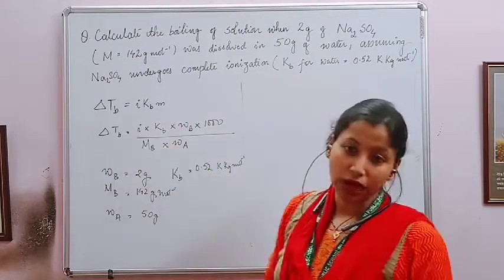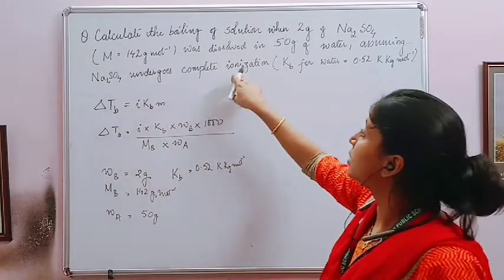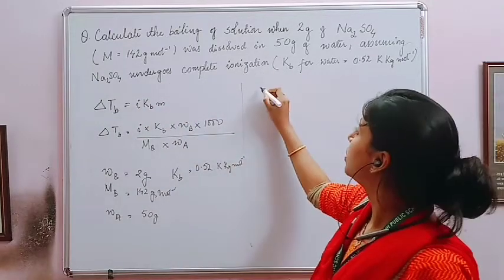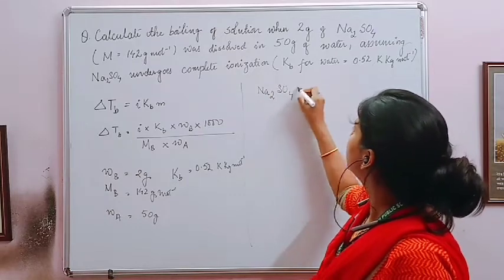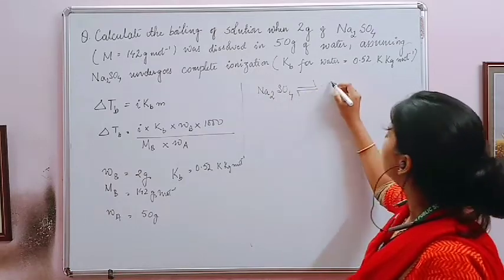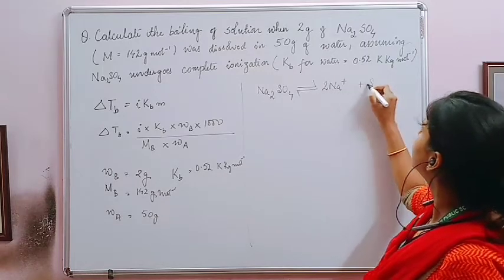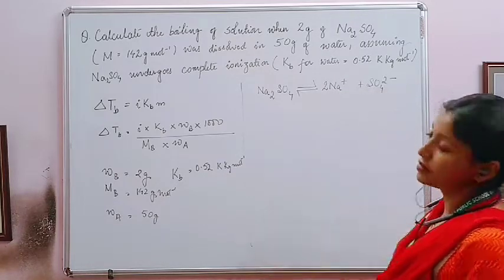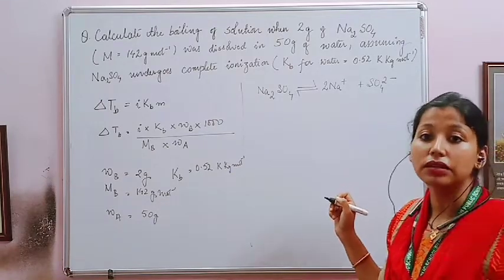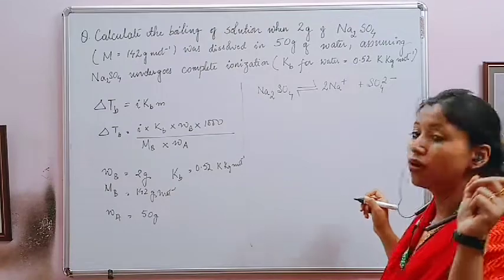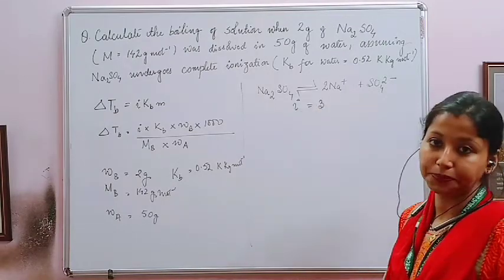We need to find out i. How do we find out i? The information given is that sodium sulfate undergoes complete ionization. So let's try that. How to represent the dissociation: Na2SO4 will give you 2 Na+ ions plus SO4 2- ions. Since we are getting 3 moles of particles after the electrolyte has undergone dissociation, my i becomes 3.